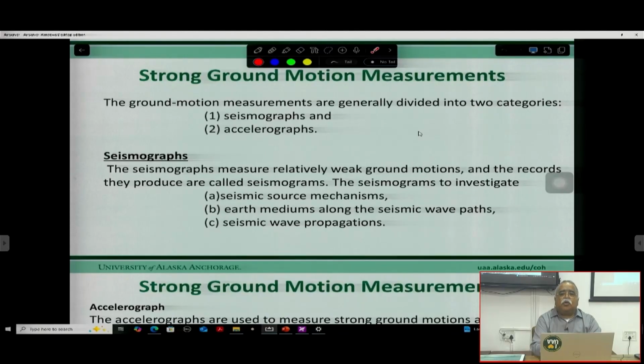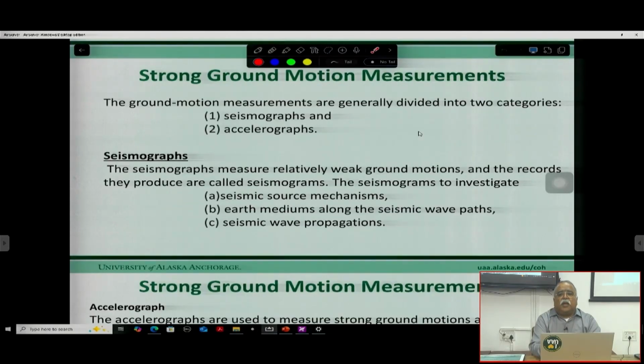One is the weak motion recording. The weak motion means it's basically the velocity sensor. So the sensors we use are velocity sensors, and that is what we are basically measuring, the velocity of the ground. This is weak because it's mostly dealing with earthquakes which are not of big magnitude. Because if a big magnitude earthquake took place, then the velocity sensors will not be sufficient, and we need to have an accelerometer, an accelerograph.